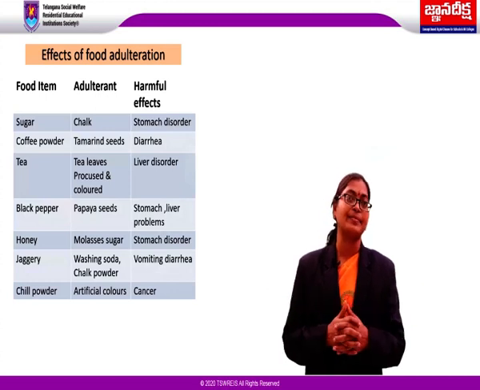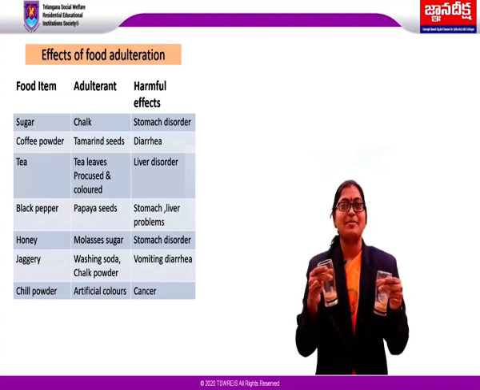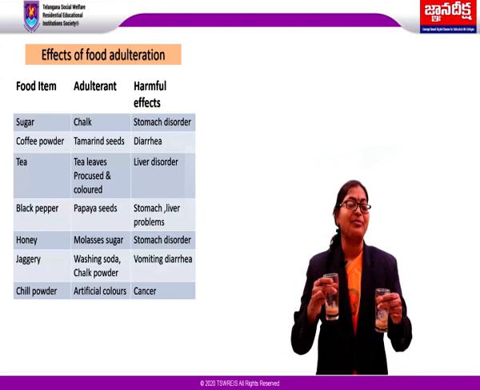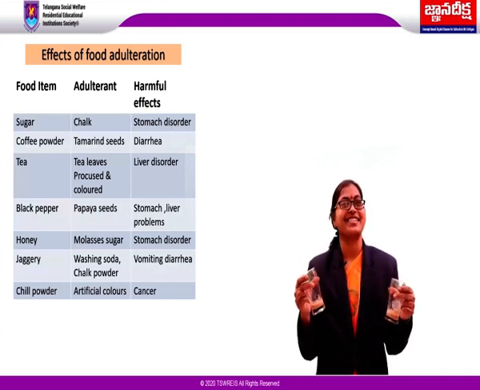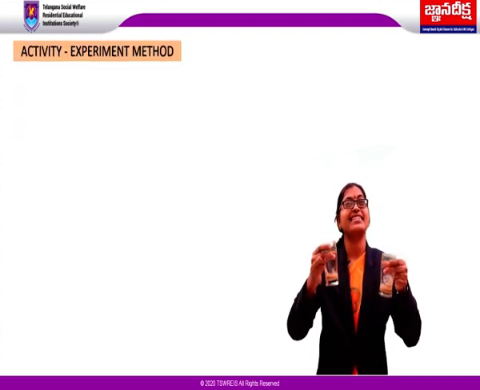Now children, we are going to do three experiment methods to detect adulterated food in your home, without any laboratory and without turning into a scientist, right? Now the first experiment is the method to test ghee.